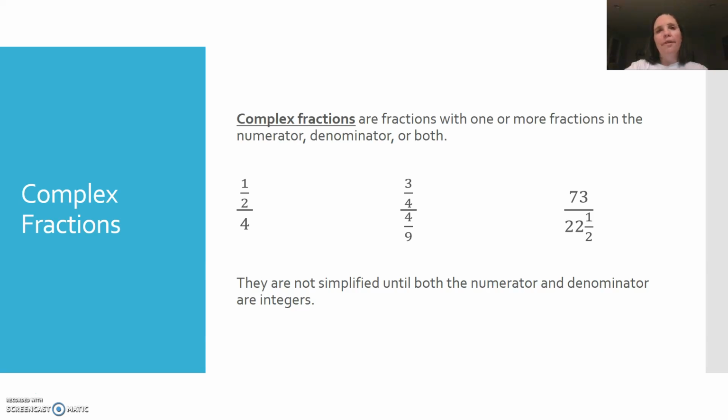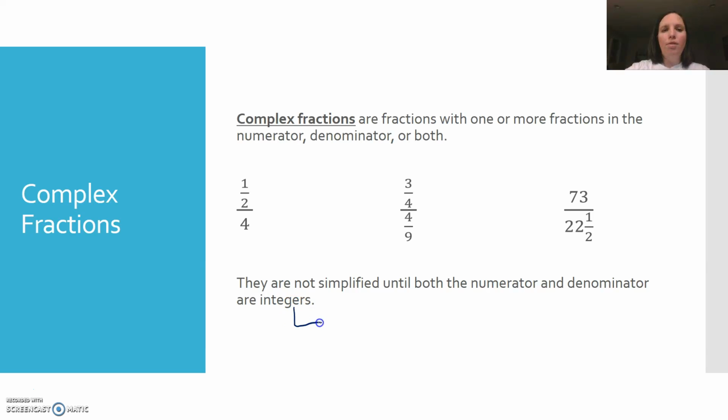Notice it's a mixed number. The fraction could be a proper fraction, an improper fraction, a mixed number, any of those, and numerator, denominator, or both, all are considered to be complex fractions. Our goal is to simplify these fractions, and they're not simplified until both the numerator and denominator are integers.